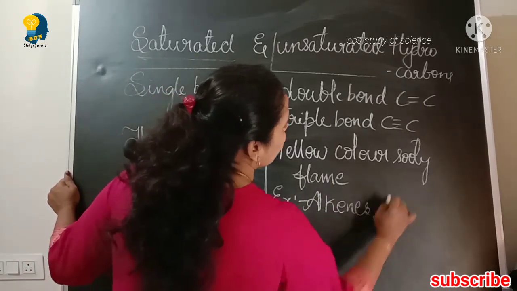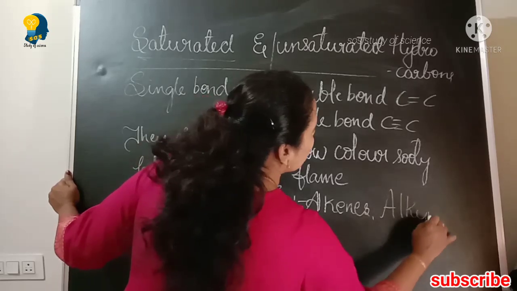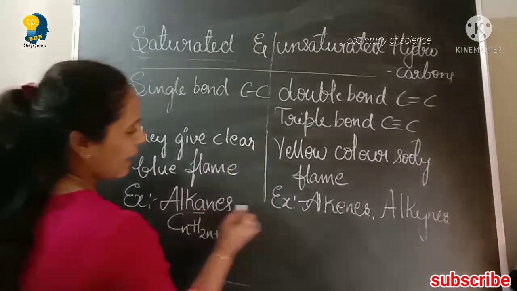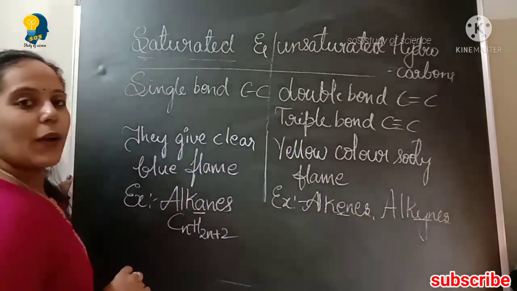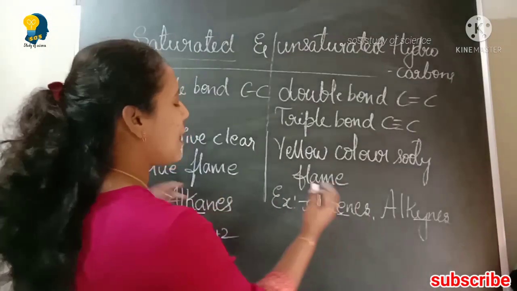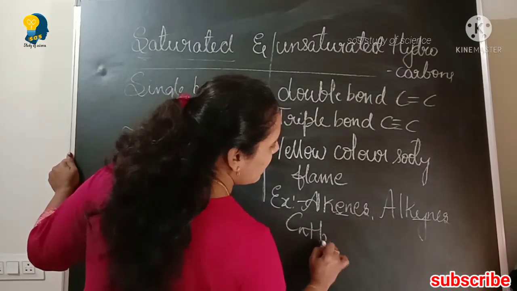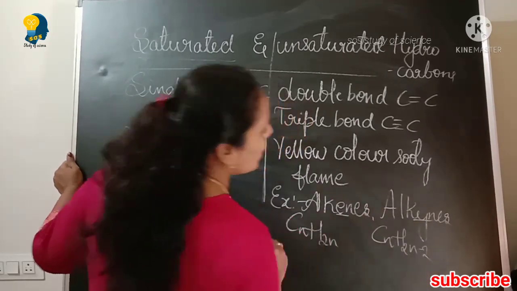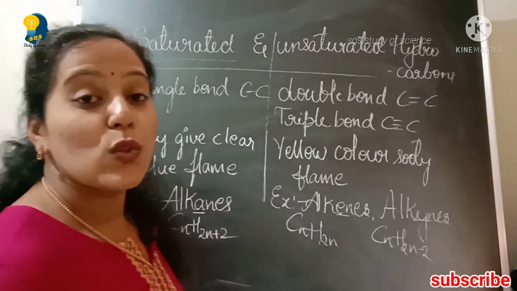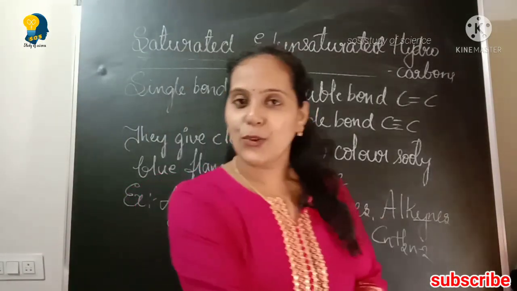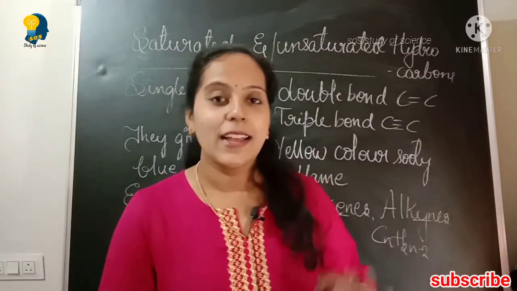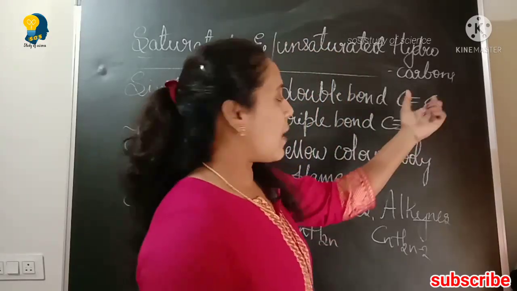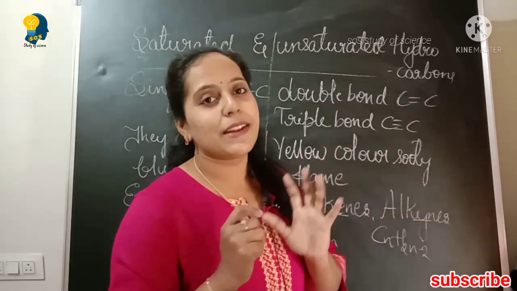The example for unsaturated hydrocarbons is alkenes as well as alkynes. You have to know, very importantly, there is only one letter that differentiates the three: A, E and Y. The formula for alkenes is CnH2n and for alkynes is CnH2n-2. This is how we can differentiate between saturated and unsaturated hydrocarbons. Saturated have single bonds between carbon and carbon atoms. Unsaturated have either double or triple bonds between carbon and carbon atoms.